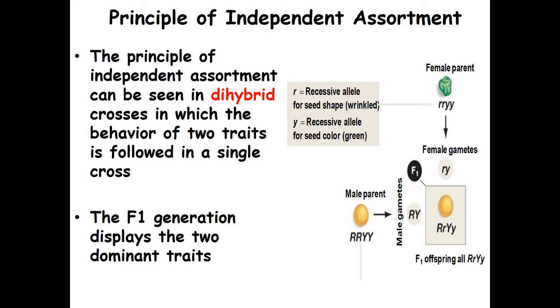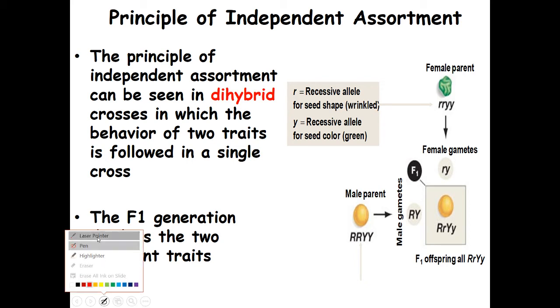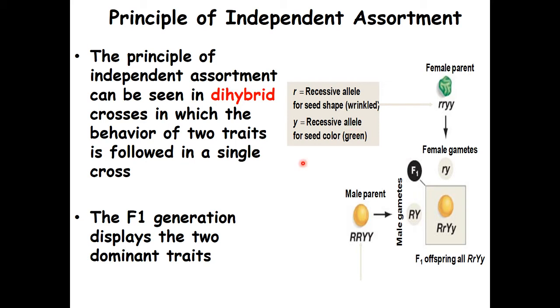So let's look at independent assortment. We're looking at two different characteristics that are located on two different genes, on two different chromosomes, okay? So that's why we're looking at a dihybrid cross here. In this example, we're looking at the shape of the seed and the color of the seed. One could be round or wrinkled. That's the shape of the seed. And the color of the seed can be either yellow or green.